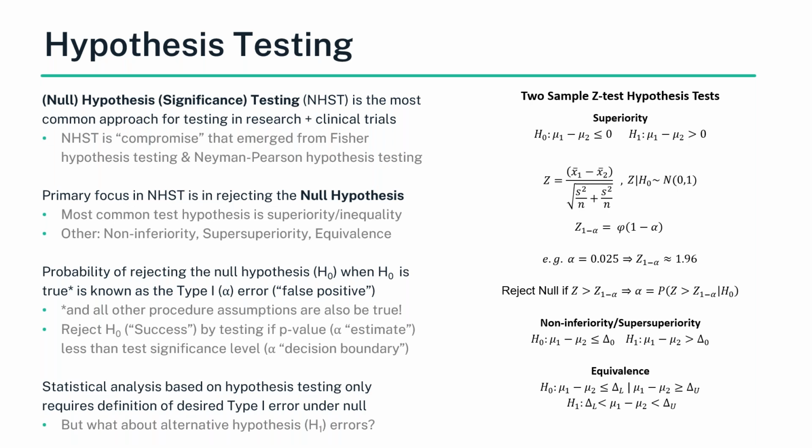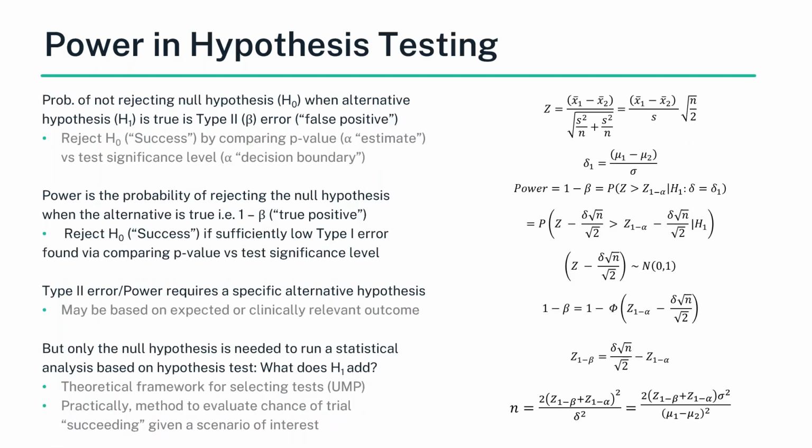So all that begs the question: for a statistical analysis, to do a test in SAS or SPSS or GraphPad or another statistical software, all you need to do is define your null hypothesis. All you need to define is your alpha. So why are we even worrying about this alternative hypothesis stuff? That's where statistical power comes in, or that's one of the reasons why we worry about statistical power.